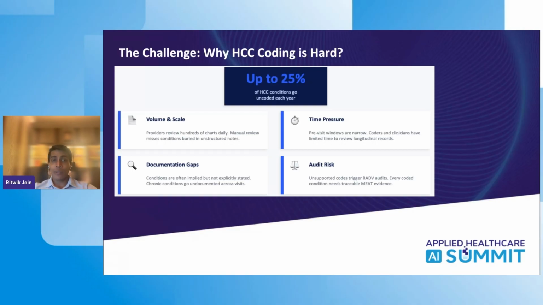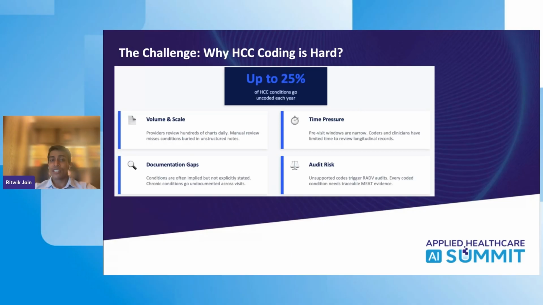Now the second one is time pressure. The window before a patient visit is extremely narrow. Coders and clinicians have limited time to go back through years of records and identify every relevant condition before the encounter closes. Once the visit is done and the claim is submitted, the opportunity to capture that condition for the year is essentially gone.